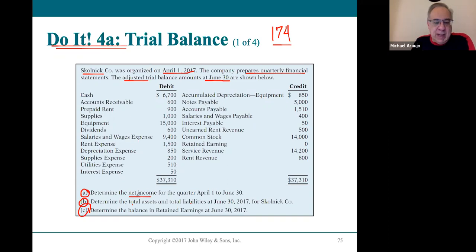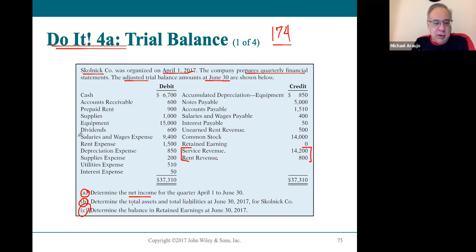So to determine net income, you know what you need, right? You need revenue. Now this particular company has two revenue accounts: service revenue and rent revenue. Those are the two revenue accounts. Oh, is there a revenue account up here? No, unearned rent revenue is a liability. That's not a revenue account. Rent and service revenue are your accounts, so these are going to be first on your statement.